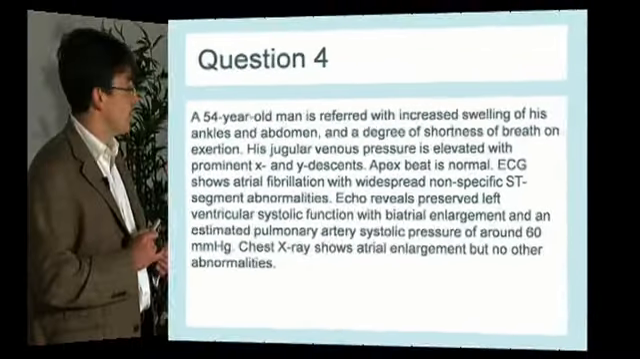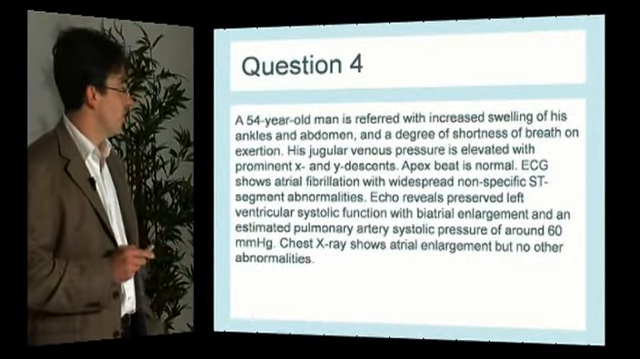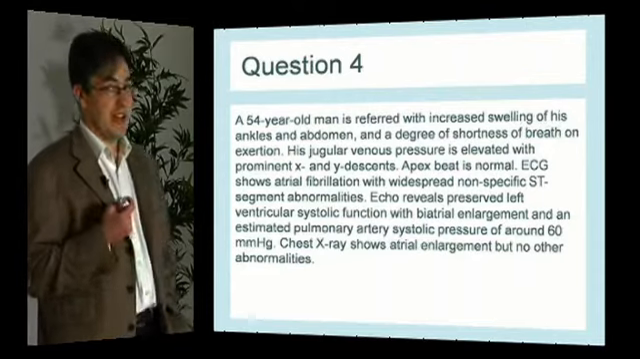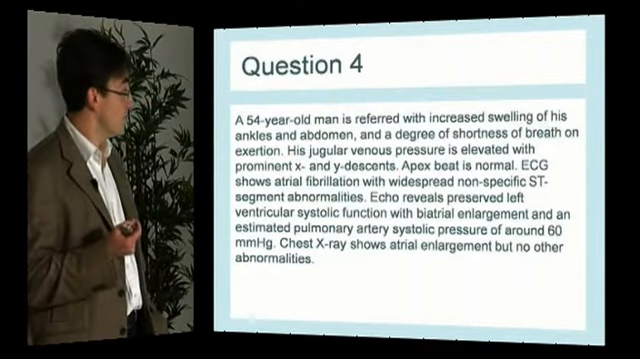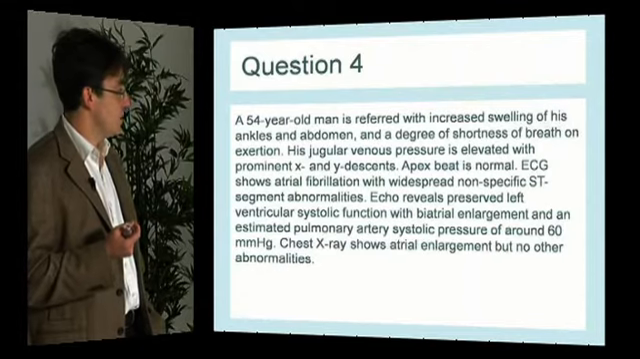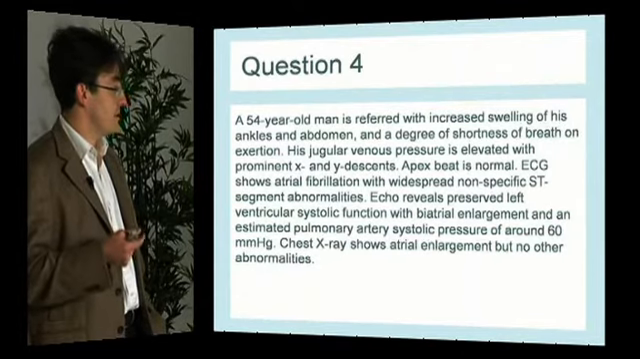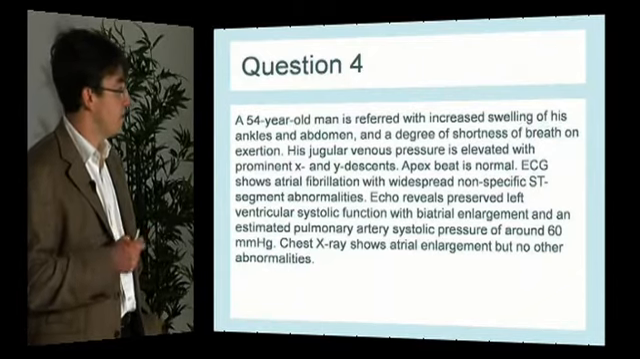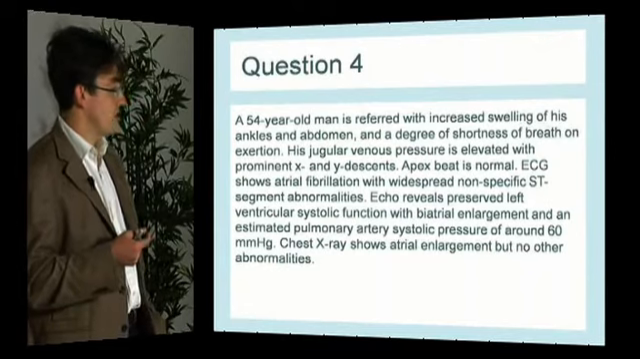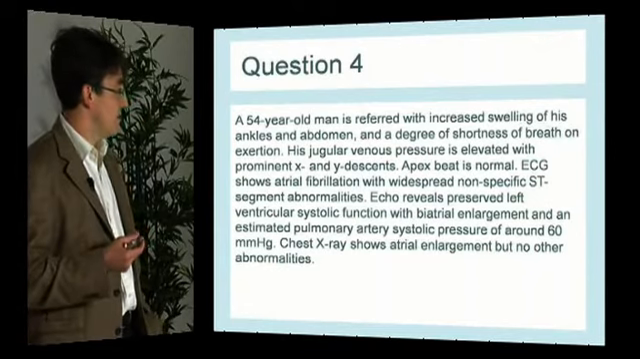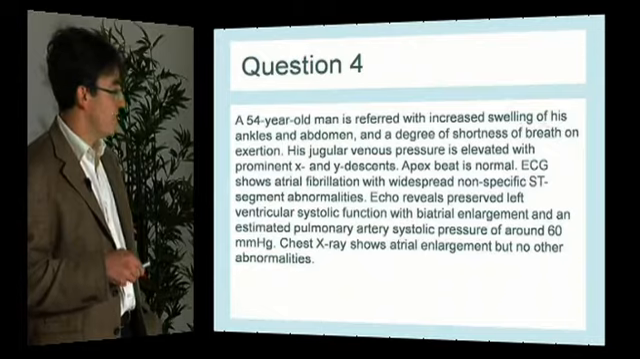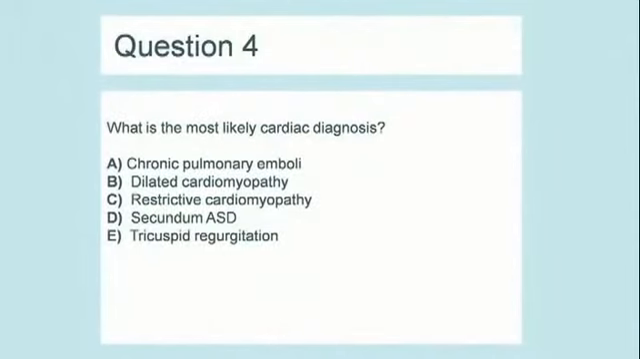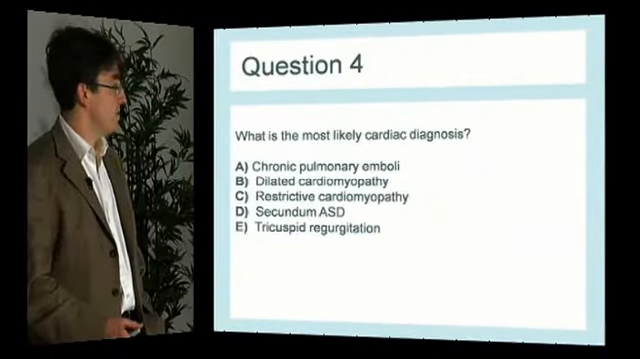A 54-year-old man is referred with increased swelling of his ankles and abdomen and a degree of shortness of breath on exertion. His jugular venous pressure is elevated with a prominent X and Y descent. Apex beat is normal. ECG shows atrial fibrillation with widespread non-specific ST segment abnormalities, and his echocardiogram reveals preserved left ventricular systolic function with biatrial enlargement and an estimated pulmonary artery systolic pressure of around 60 millimeters of mercury. Chest radiograph shows atrial enlargement but no other abnormalities. So what's the most likely cardiac diagnosis here?